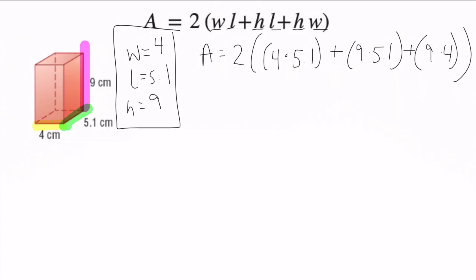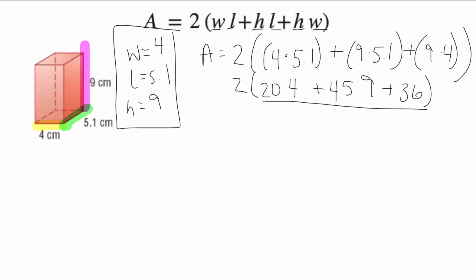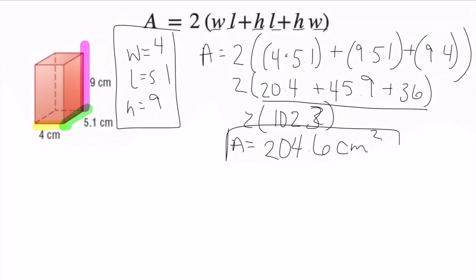If I go ahead and do this multiplication, I get 20.4 plus 9 times 5.1, which gives us 45.9, plus 9 times 4, which gives us 36. Then I'm going to add all these together: 2 times 102.3. If I multiply by 2, that gives us 204.6 centimeters squared. All right, so go ahead and try these next few on your own.